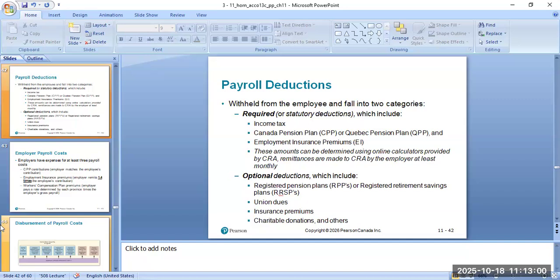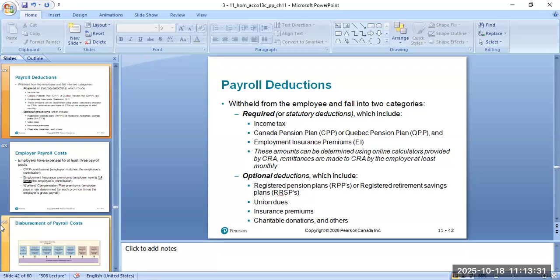Those are called statutory deductions: income tax, Canada Pension Plan if the province is other than Quebec, or Quebec Pension Plan if the province is Quebec, and the Employment Insurance premium. These amounts can be determined using the online calculator. Now for the online calculator, let's see how the time is. If we have time today, I'm going to show you. If not, I'm going to show you next time.